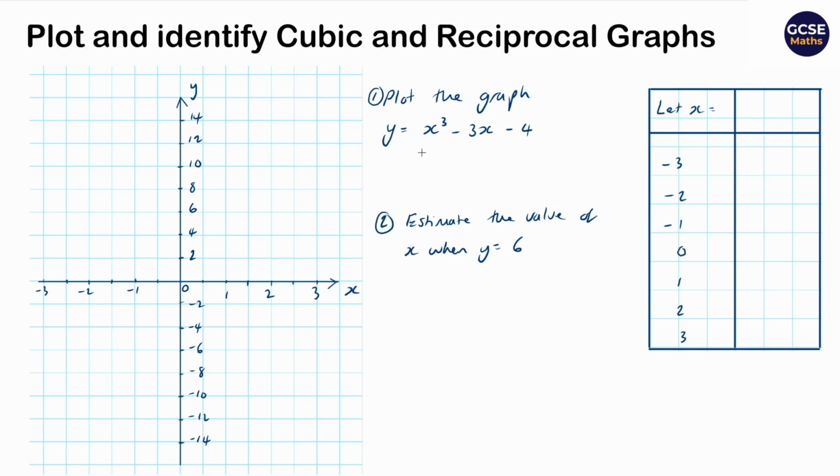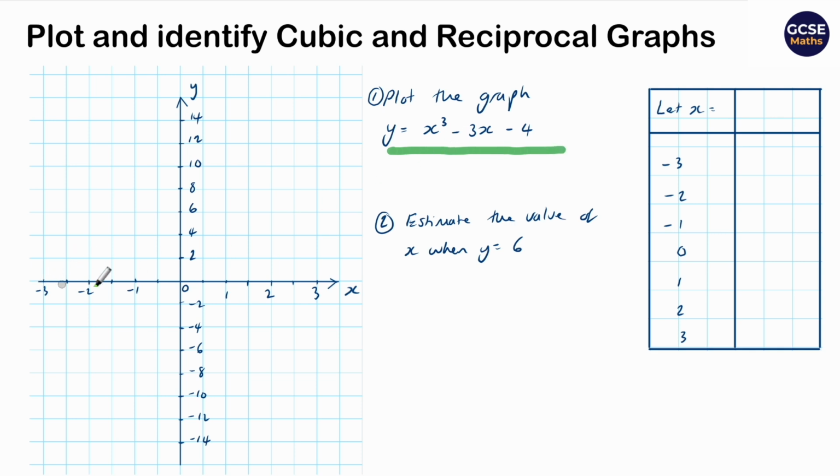So on this first question here, we're asked to plot the graph y is equal to x cubed minus 3x minus 4. The first thing we need to do here is recognise the sort of graph this is. So in this case, our highest power is to the power of 3, and therefore we've got a cubic graph. All we do is we plot this for values of x.